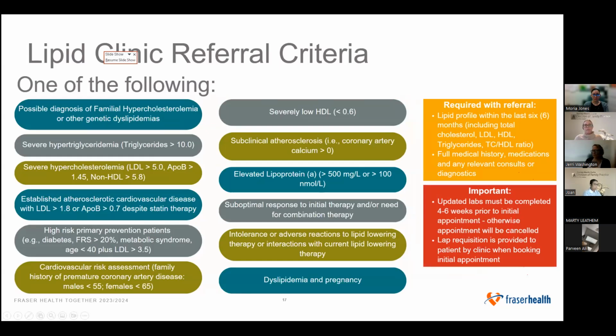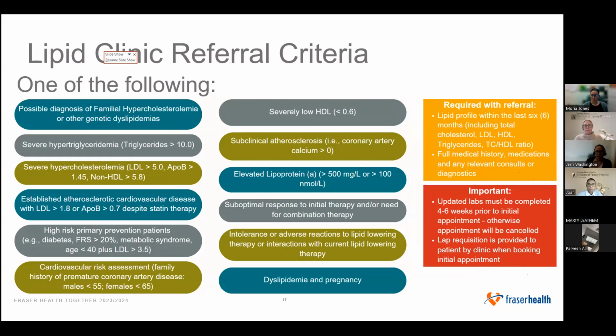Okay, so this looks busy. I'm not going to go through all of this, but I just wanted to point out that we have recently launched a new referral form. It is very detailed. So all of these boxes that you see here are all the reasons or the referral criteria. So please be very specific as to the reason for the referral.